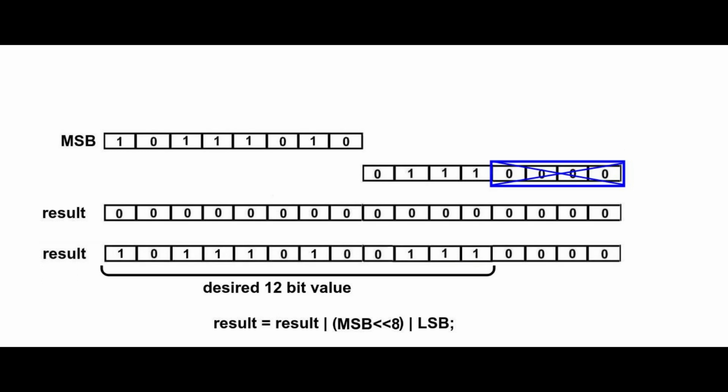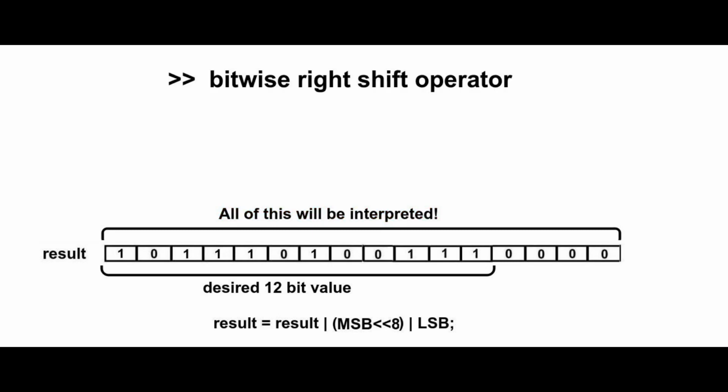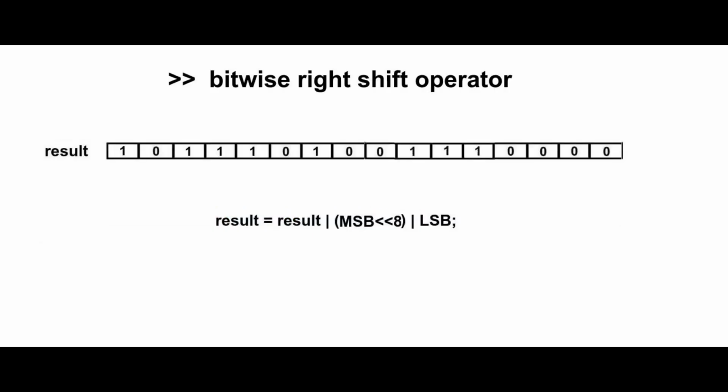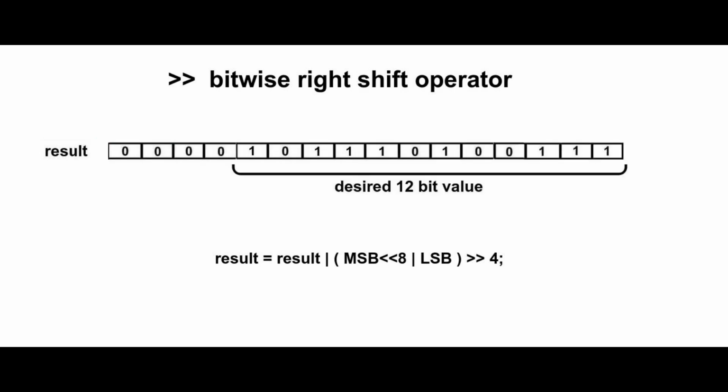But if we try to interpret it now, it's going to be wildly wrong because all 16 bits will be included when the program tries to read the value. So now we need to use the bitwise right shift operator. If we look at this bit of code, this statement here I have circled in red is the equivalent of the entire 16-bit result. We can put parentheses around that part of the statement, and shift the whole thing over 4. This is what our final line of code would look like. And as a result, our 12 bits are moved where they need to be.